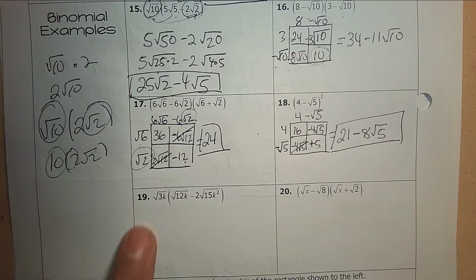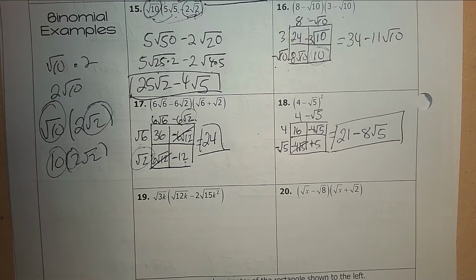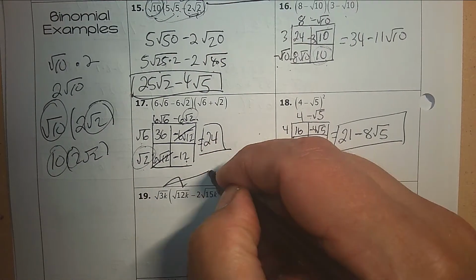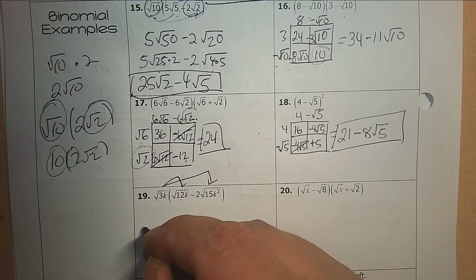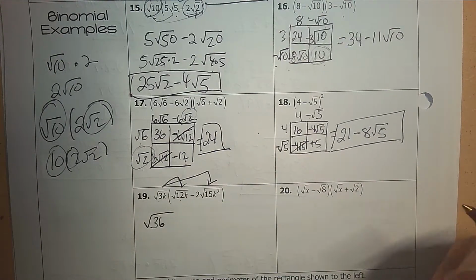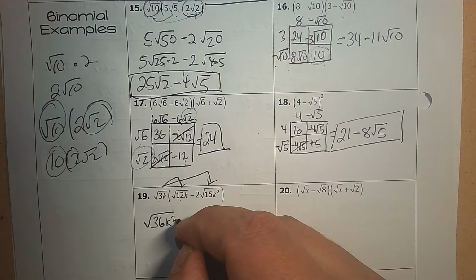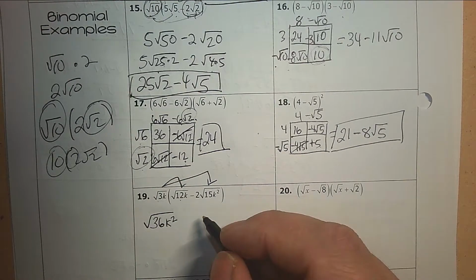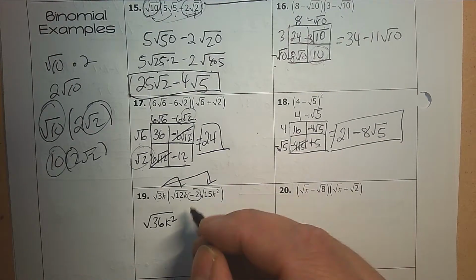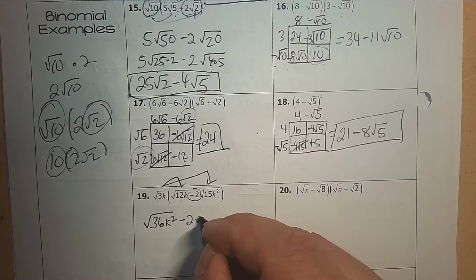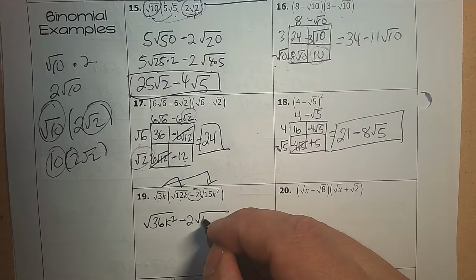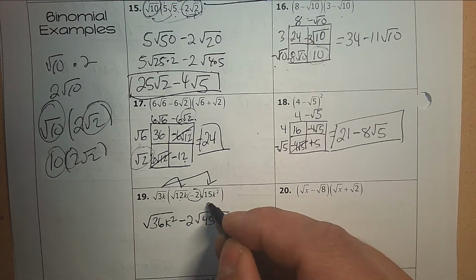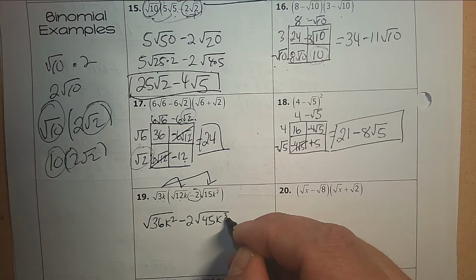Number 19, I don't need a box. I just need to multiply it properly. So 3 times 12 is the square root of 36, and it's k squared. Do you notice the negative 2? That has to stay in front. What's 3 times 15? And k times k squared is k cubed.